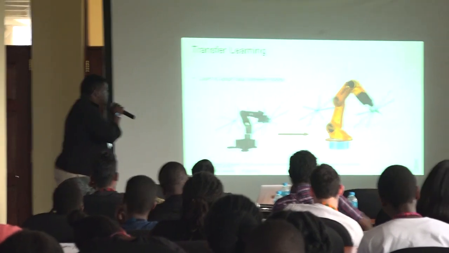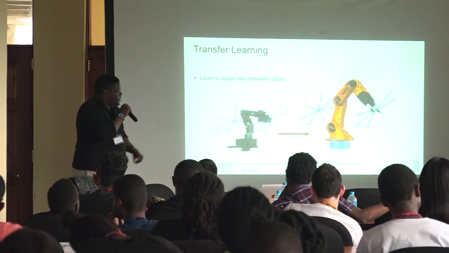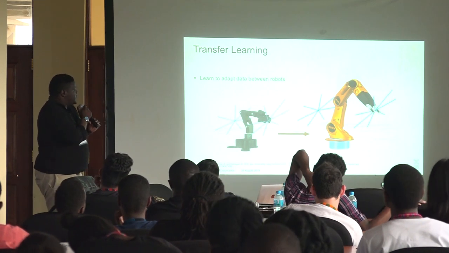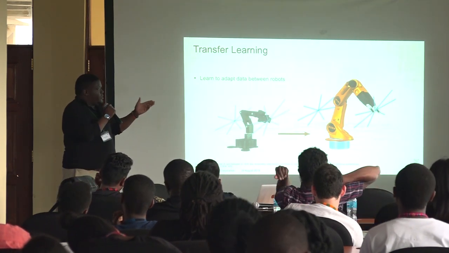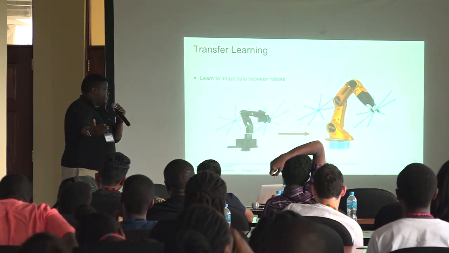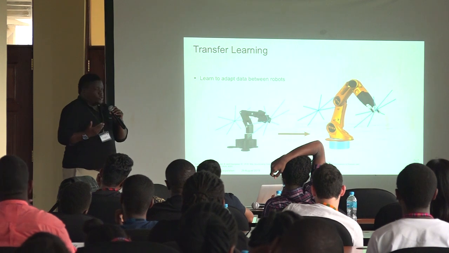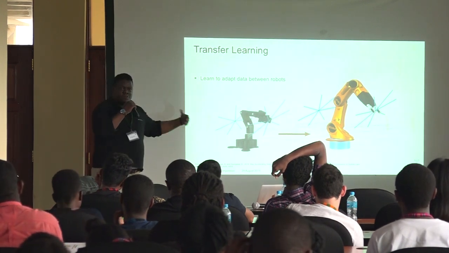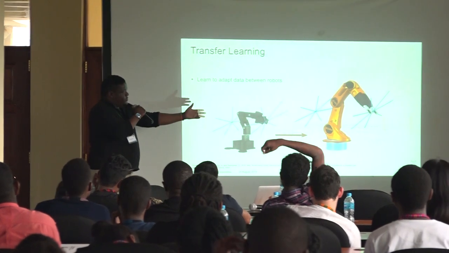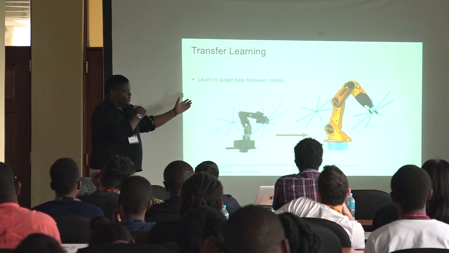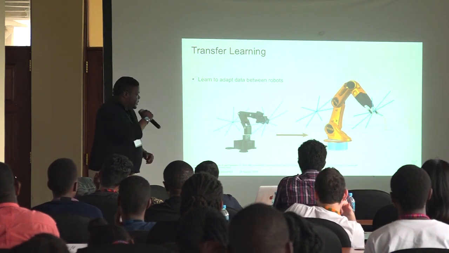So transfer learning, this is some of the work that I've done with Benjamin. The idea is to learn to adapt data between robots so that you can generate more data for the target robot. And this is particularly useful if you have a cheap robot that you can play around with, and you have a more expensive robot that you don't want to try and break. So can you generate a lot of data from this robot and learn to adapt the data?